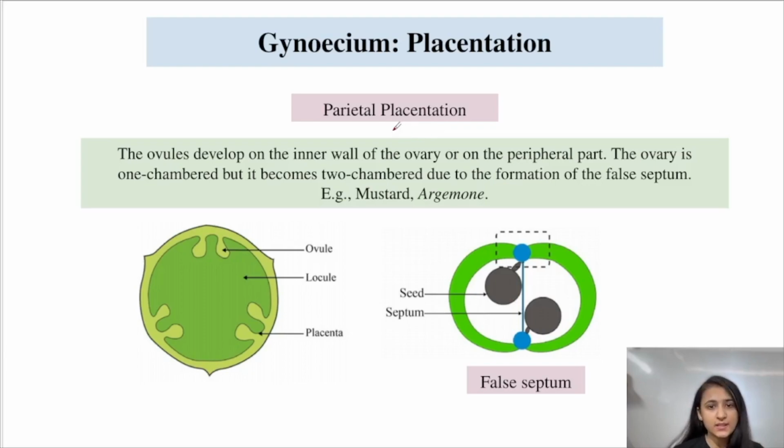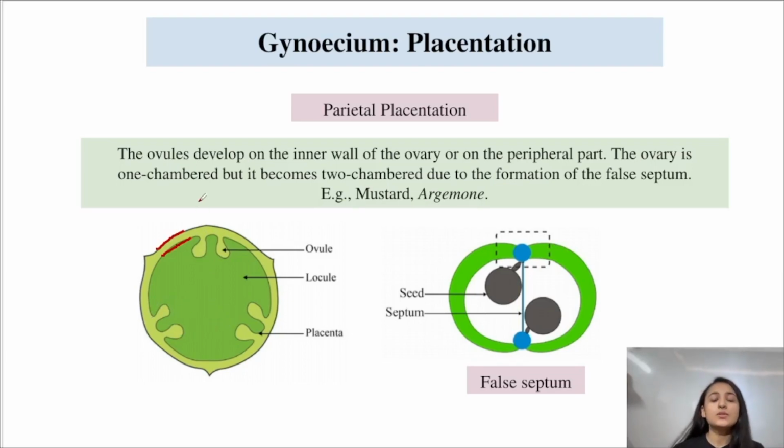Now let's come to parietal placentation. In parietal placentation, the ovules develop on the inner wall of the ovary, or we can say that they are born on the peripheral part of the ovary. See, this layer is the outer wall of the ovary and this layer is the inner wall of the ovary. So the ovules arise from the inner wall of the ovary like this. This region can also be called the peripheral part of the ovary, because periphery means the region which is present towards the outside, towards the boundaries. So here the ovules are present on the boundaries of the ovary.